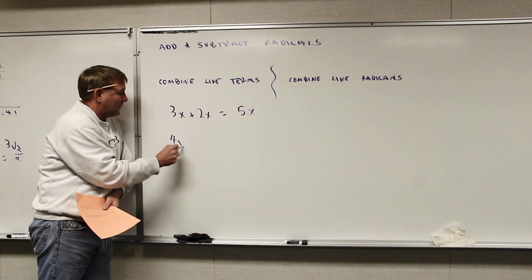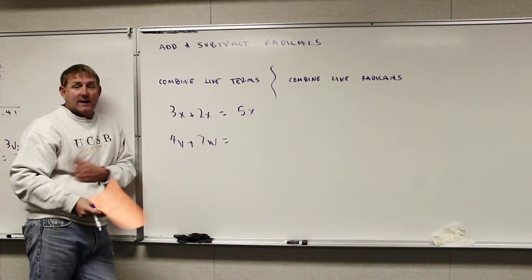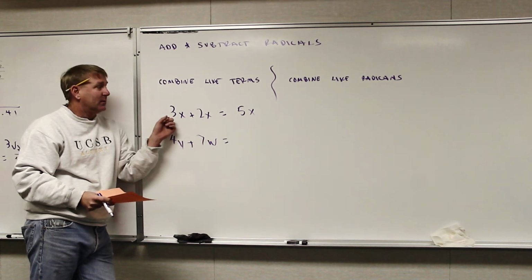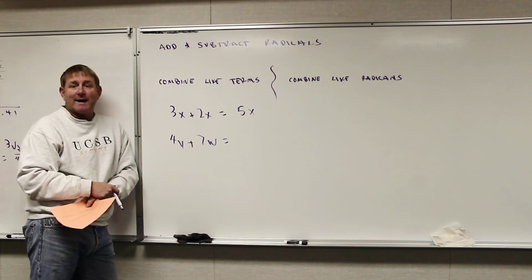However, if I said, what's 4y plus 7w? You can't do it because you can't combine these. You can only combine like terms. Well, the same rules apply with radicands. We can only combine like radicands.